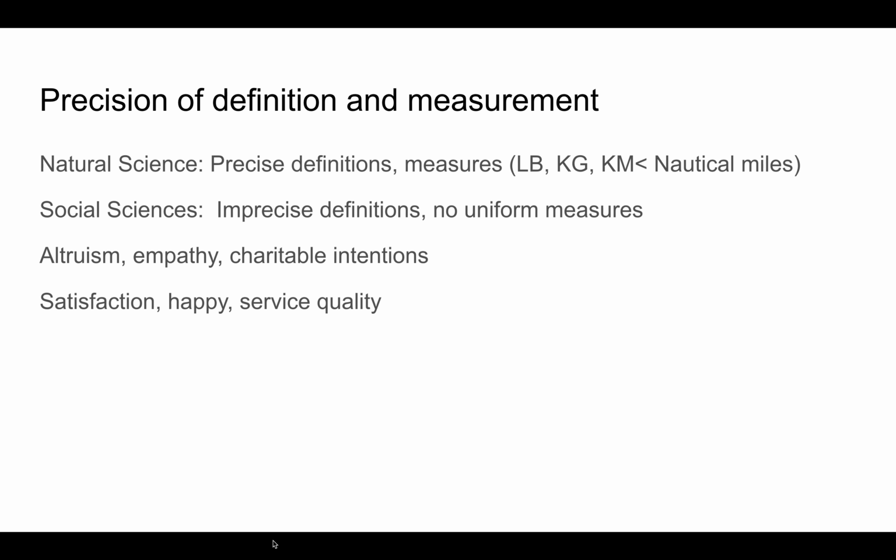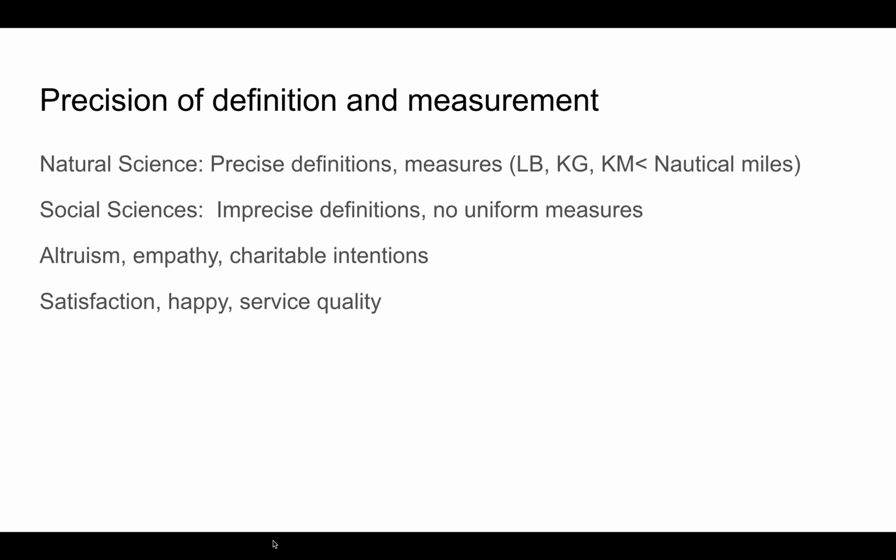But there are two types of sciences. One is the natural science, which includes fields like physics, chemistry, which is known for its precise definitions. For example, a pound, kilogram, a kilometer, a ton. So, all these are very, very precise measures that are used in natural sciences. But unfortunately, in social sciences like human resources, marketing, management, the definitions are imprecise and there are no uniform measures.